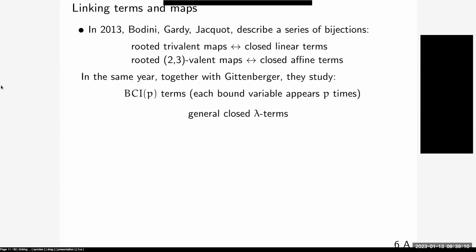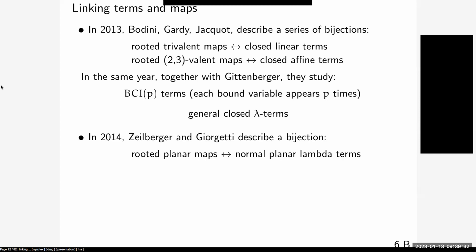And in the same year, together with Bernard, they study BCIP terms, which are a generalization of the linear lambda calculus, where its bound variable appears p times. So in the linear lambda calculus, its bound variable appears exactly once, and here we have exactly p times. And more generally, they studied the general closed lambda terms.